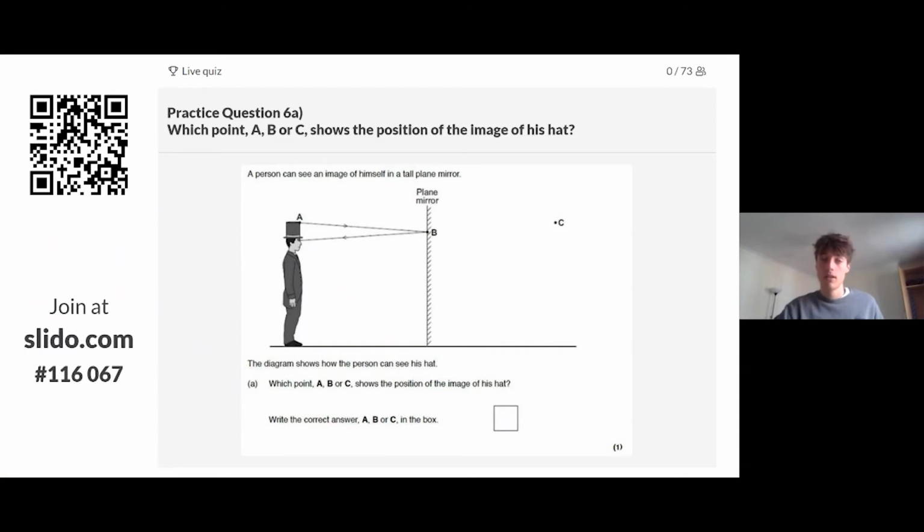Okay, so practice question 6a. Which point, A, B, or C, shows the position of the image of his hat? Is it A, is it B, or is it C? So basically, the top of the hat emits a light ray. The light ray is reflected off the surface, here the mirror, and then reaches his eye. What is the position of the image?